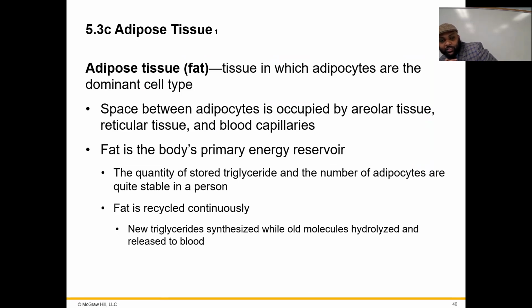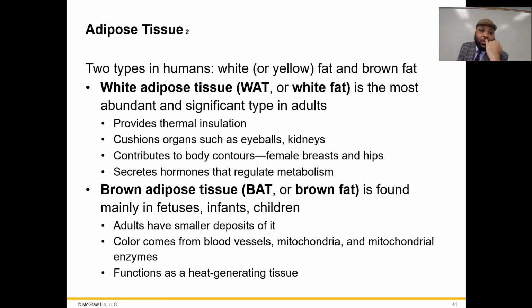So fat is the body's primary energy reservoir, and the quantity of the stored triglyceride and the number of the adipocytes are quite stable in a person. This is the fat tissue. This is the tissue that gives us the energy for ATP, where beta oxidation takes place. Fat is recycled continuously, and new triglycerides are synthesized while the old molecules are hydrolyzed and released to the blood.